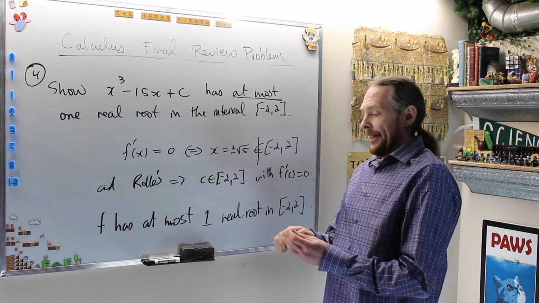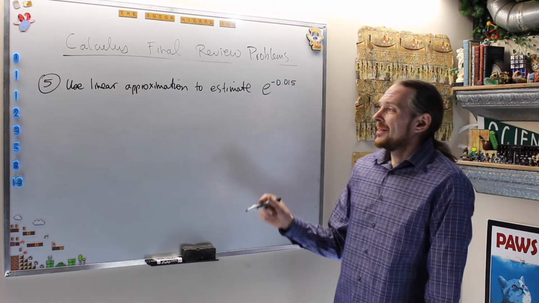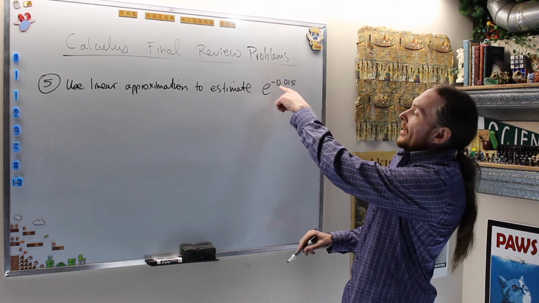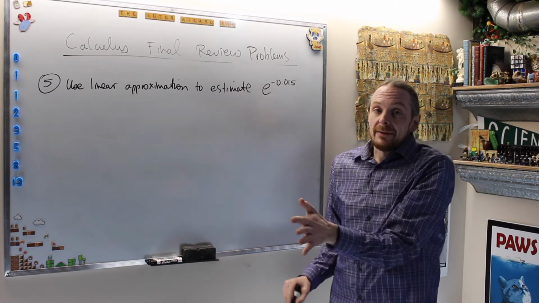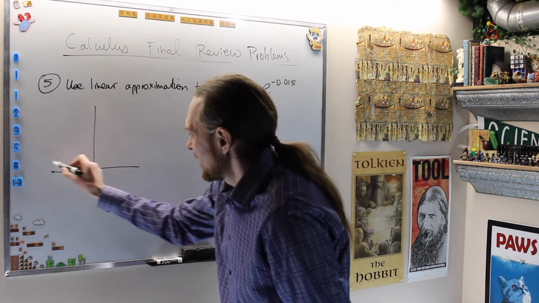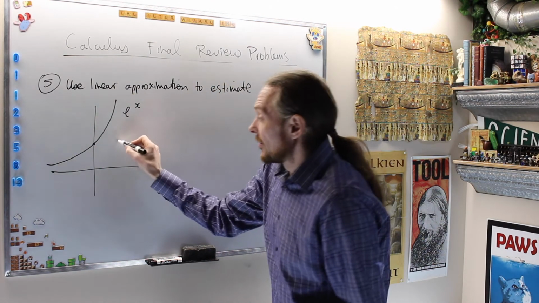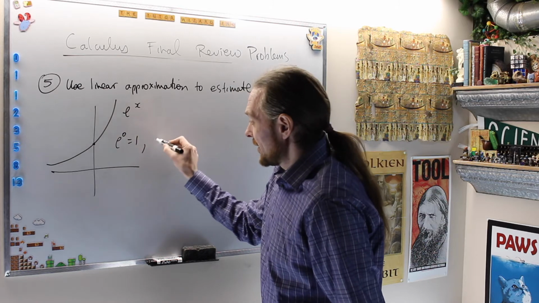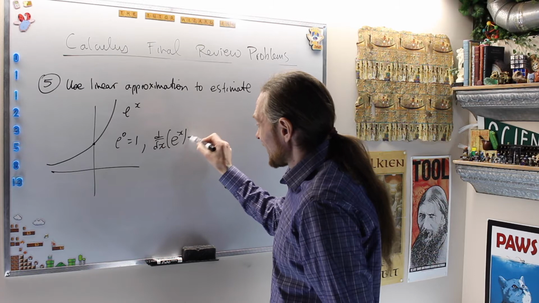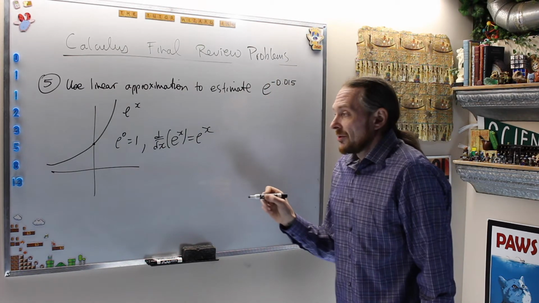Number 5. For number 5, what we're going to do is use linear approximation to estimate e to the -0.015. Again, if you haven't seen this function, this is the exponential function, which is magic. What we have is this is e to the x. So e to the 0 is 1, and it turns out that e is the magic number that the derivative of e to the x is itself. So this is who this function is, the natural exponential function.